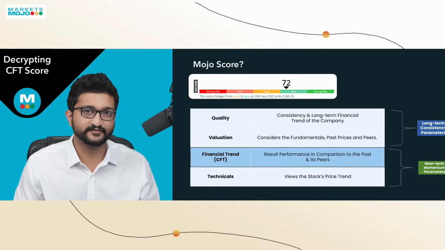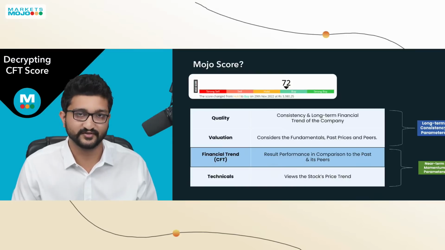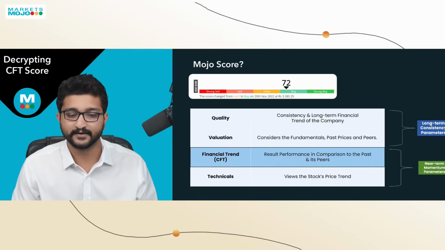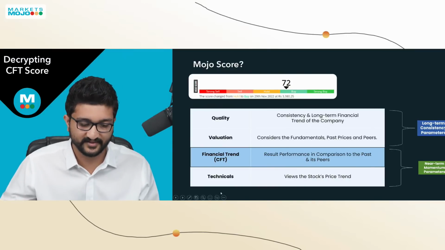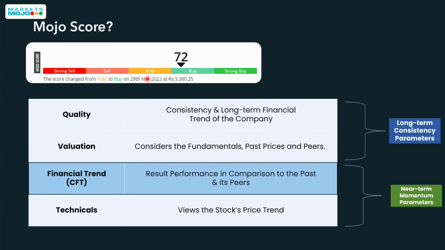Let's look at the Mojo score over here. Now, most of you might be familiar with this. On a scale of 0 to 100, we rate all stocks listed on BSE and NSE. As you can see, this particular score is 72, which means it's a buy. From 50 to 70, it's in the hold criteria, and below 50, we come to strong sell and sell.